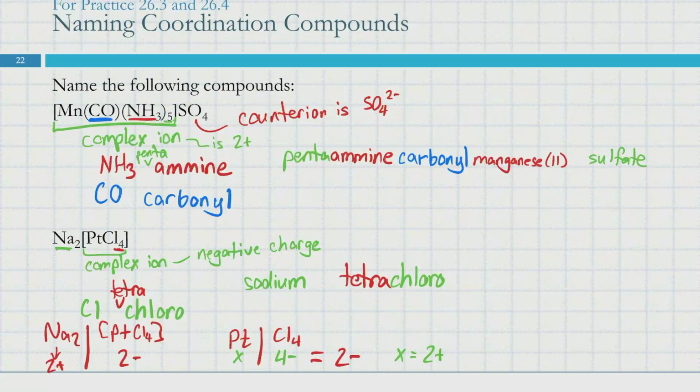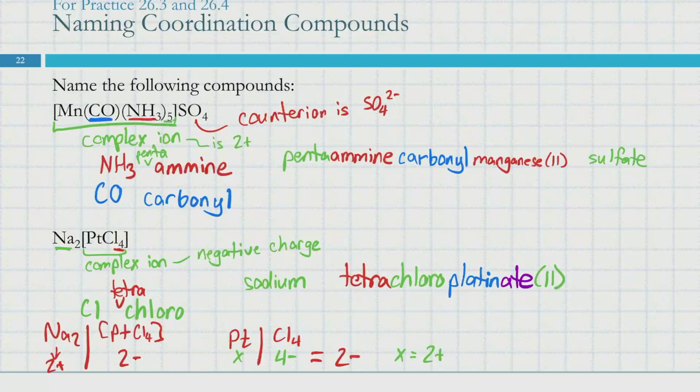Okay, so it's a negative charge on our complex ion, so the metal gets the ate ending. So change the ending of platinum to ate. And the charge we determined was 2. So sodium tetrachloroplatinate(II). And why is it ate? It's the ate ending because the complex ion has a negative charge. So this PtCl4, the stuff in brackets, overall has a 2 negative charge. Since it has a negative charge, that's when we use the ate ending.